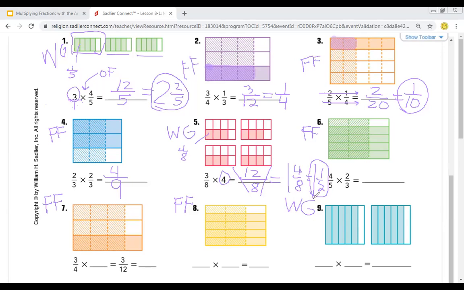Show me what you can do with number 6. Fraction of fraction. How many parts are double shaded out of how many parts? 1, 2, 3, 4. Okay, tell me the answer. 8 over 15. Now, everybody look at the fraction beside it. Does it match what we came up with by using our eyes? Yes. The procedure should match.